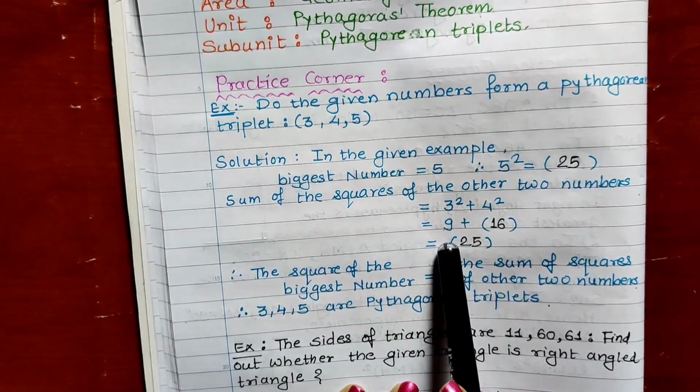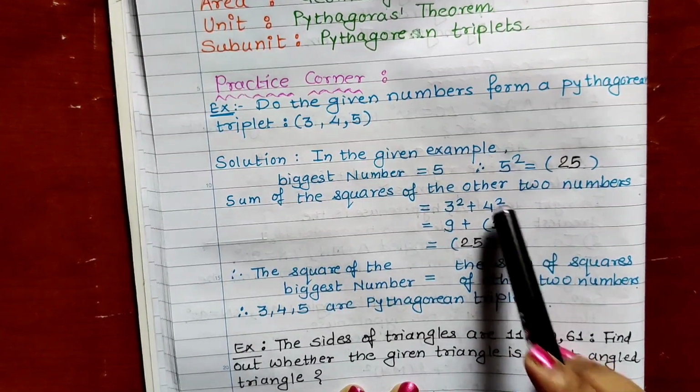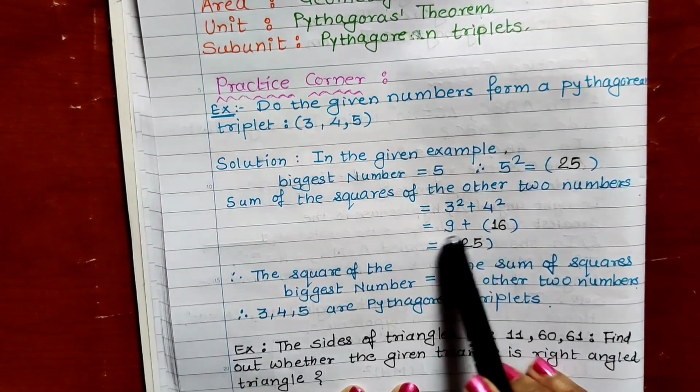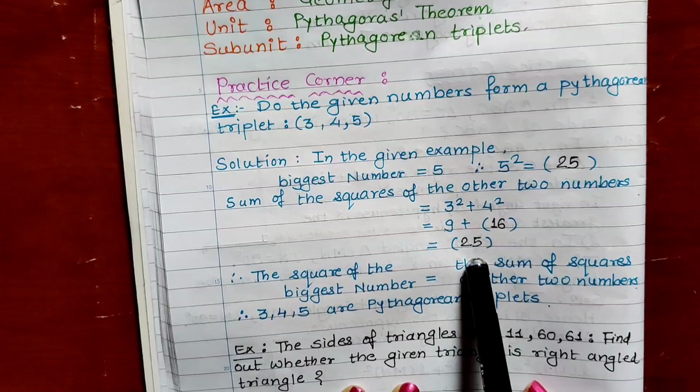Now in the next step, what do we have to write? 3 square, 9 is given, and in the fill in the blanks we have to write 4 square. 4 square is 16. In the next step we have to fill in the blank: 9 plus 16, we have to write the answer here, which is 25.